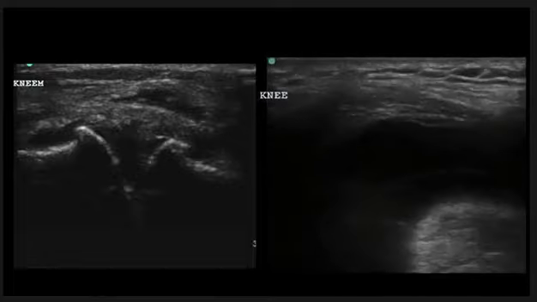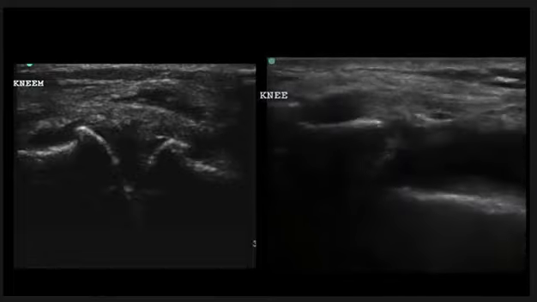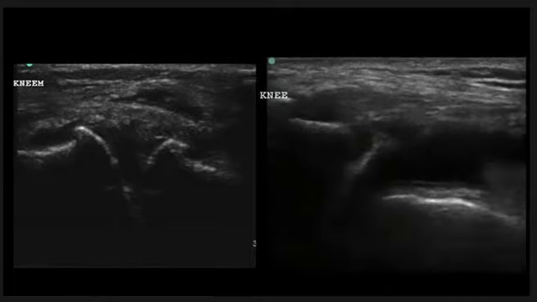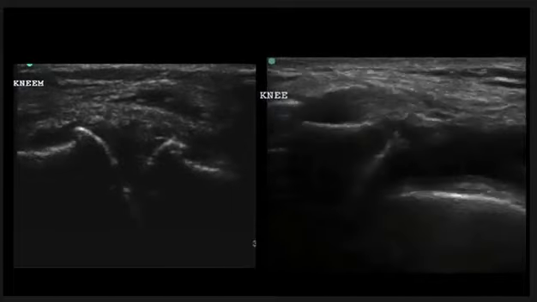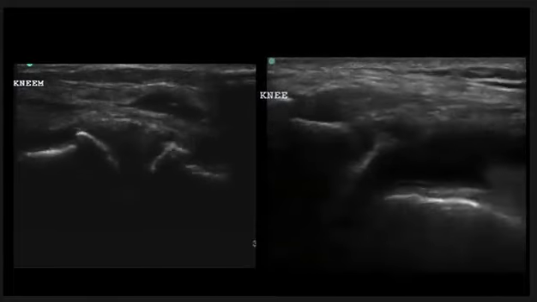Here are a few views of knee effusion seen from the medial side. The smaller one is on the left, and there's a larger pocket on the right. You can see that anechoic fluid right around the more bright hyperechoic bones.